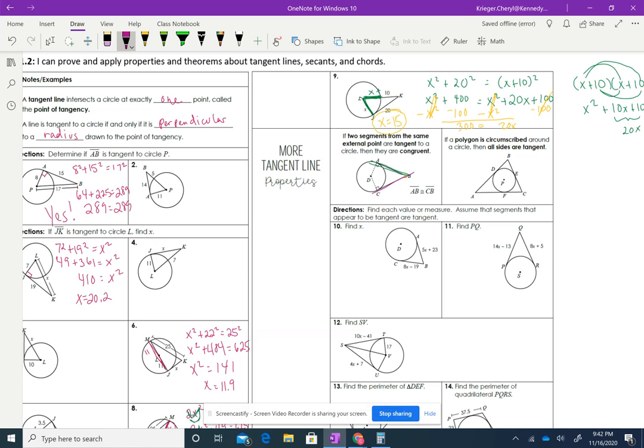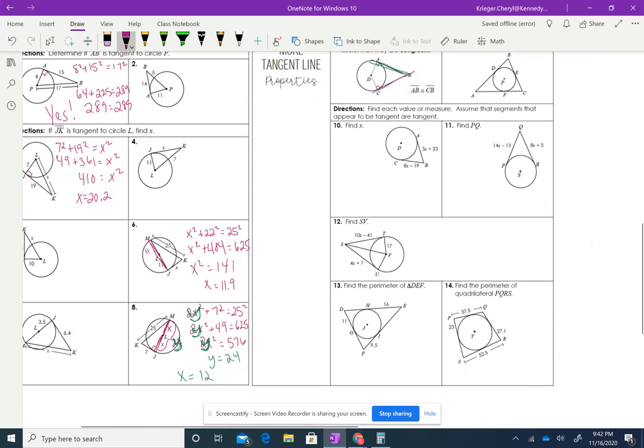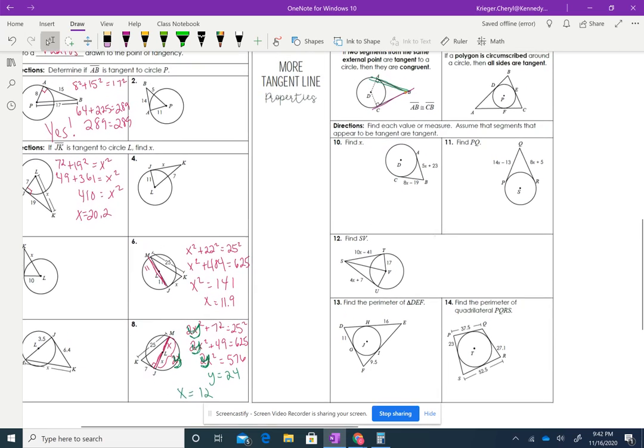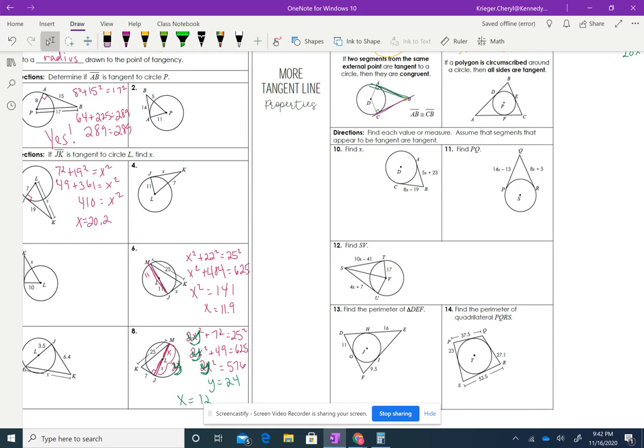Okay, so let's apply some of these. Number 10 says, find each measure or value. Assume that the segments that appear to be tangent are tangent. Number 10 looks just like the first property. Two segments from the same external point are tangent to a circle. So here's my external point that they share, point B, and I have tangent line BA and tangent line BC. I'm going to assume that those two tangent lines are equal and solve for x.